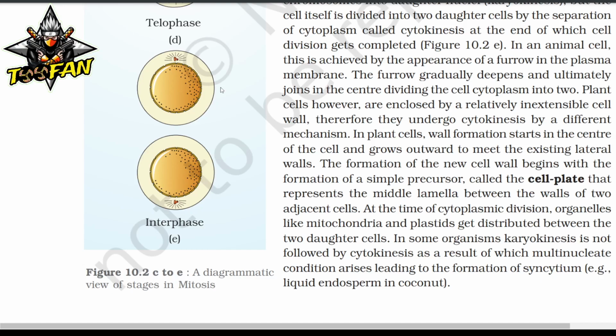At the time of cytoplasmic division, organelles like mitochondria and plastids get distributed between the two daughter cells. In some organisms, karyokinesis is not followed by cytokinesis, as a result of which a multinucleate condition arises, leading to the formation of syncytium, for example, liquid endosperm in coconut.